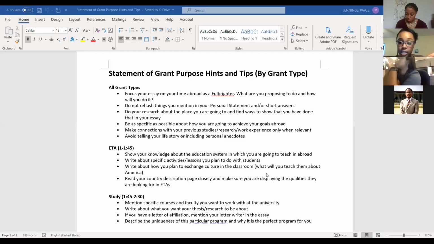It should be connected, but it shouldn't be repetitive. I don't want to see the same two sentences anywhere in this application, because that means you already said it. You don't need to say it again, or you can say it in a different way. Again, research the place you're going and find out ways to show that you have done that. So like I said, know the place that you're going.